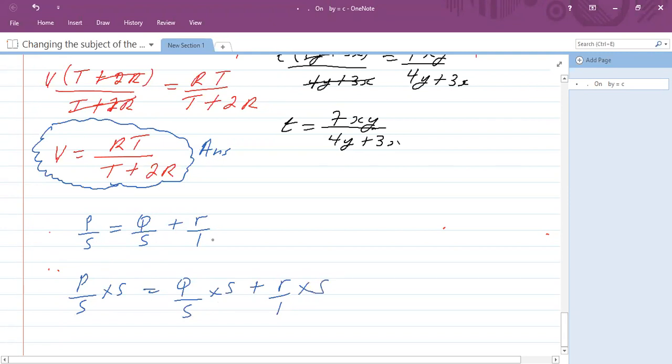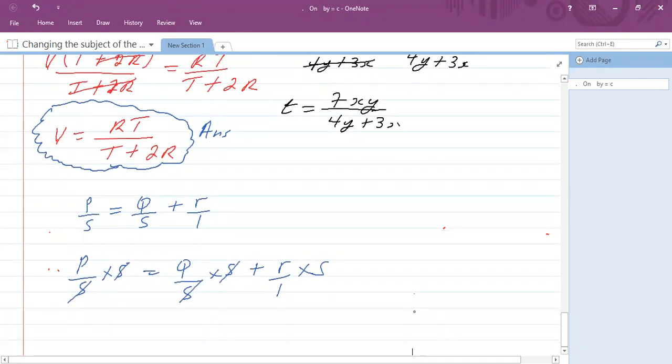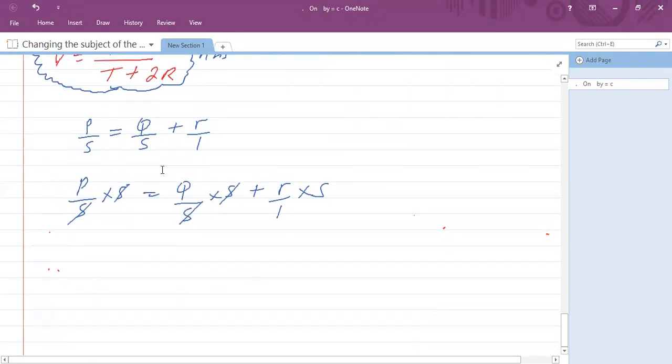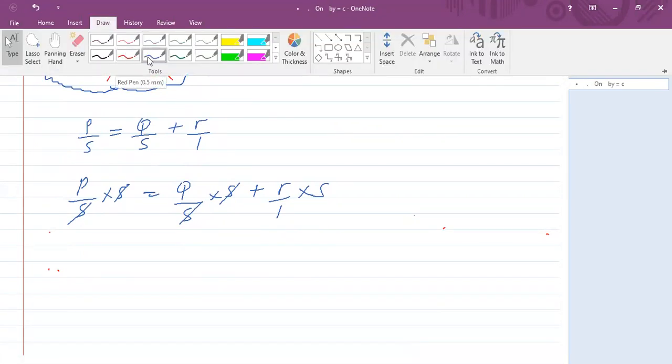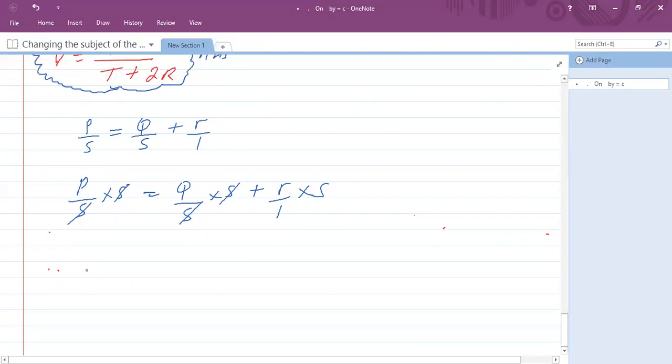You multiply because S is a common factor right here. So this S cancels with this S here, and this S cancels with this S here. So what is left? The next thing we'll do here, we are left with P is equal to Q plus RS. And they want to make S the subject.